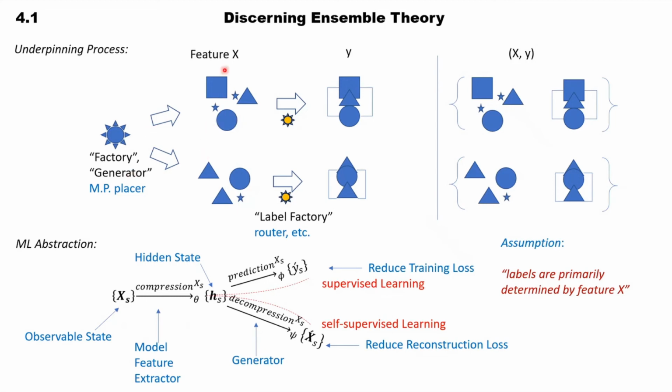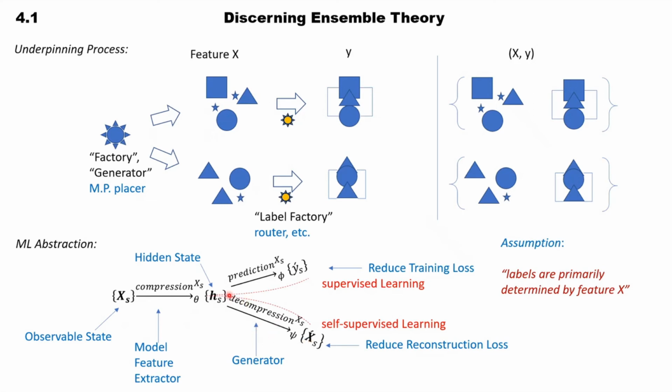Features, or observable states, and the labels all came from the same underpinning process, or processes that are closely related. That means there are features that are related to both X and Y. In the ML abstraction, observable state, which has redundant information, can be compressed as hidden states, which can then be decompressed back into the cleaner original state. The hidden state can be used for both supervised learning and reconstruction of the original feature.